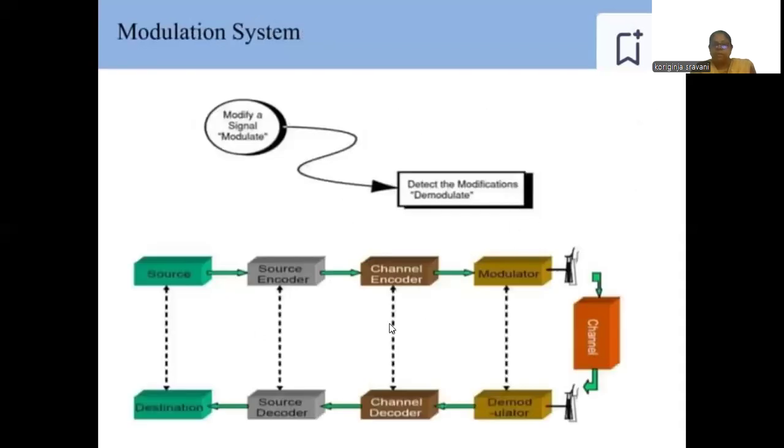This is a modulation system. The modulation system has a source and a destination, and in between them we share information. Between source and destination, we use a source encoder, channel encoder, modulator, and a channel, which may be wired or wireless. At the receiving end, the demodulator does the reverse operation of the modulator, followed by a channel decoder. Whatever encoding process we do, the reverse operation is done at the channel decoder. Then the source decoder, and next the destination.